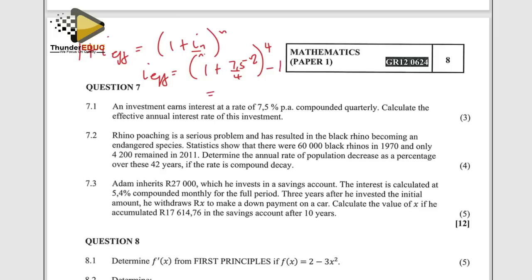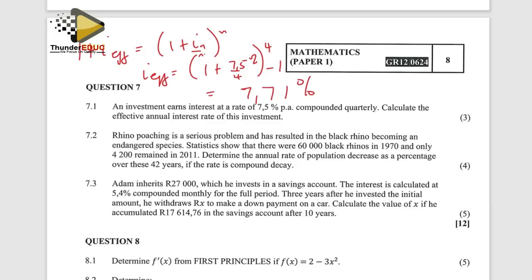Okay, so when I punch this into my calculator, saying over 4 to the exponent of 4, and then we subtract the 1, then I multiply it by 100, I'm getting 7.71%.